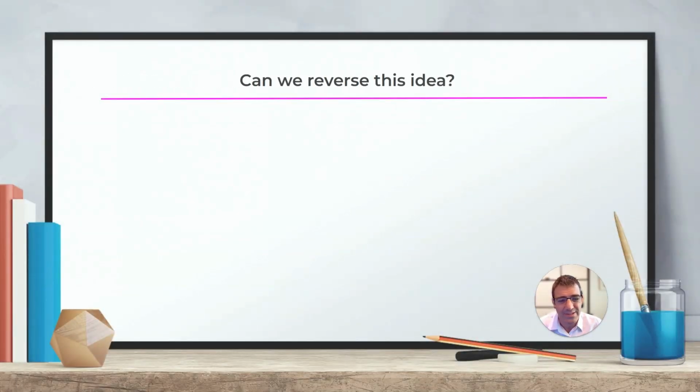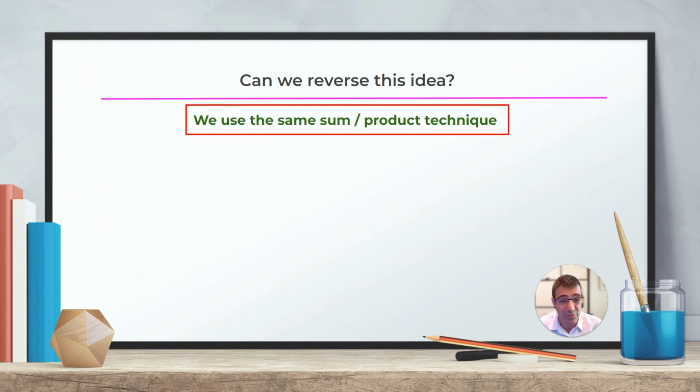So can we reverse this idea? Well, yes, we can. We use the same product and sum technique. So if you look at a quadratic here, which is x squared plus 3x plus 2, look at the last number, which is 2, and think to yourself, okay, well, this 2 is the product of two numbers. Now, the product means the two numbers were multiplied. 2 is a prime number, and it is the product of 2 and 1. It is also the product of negative 2 and negative 1.